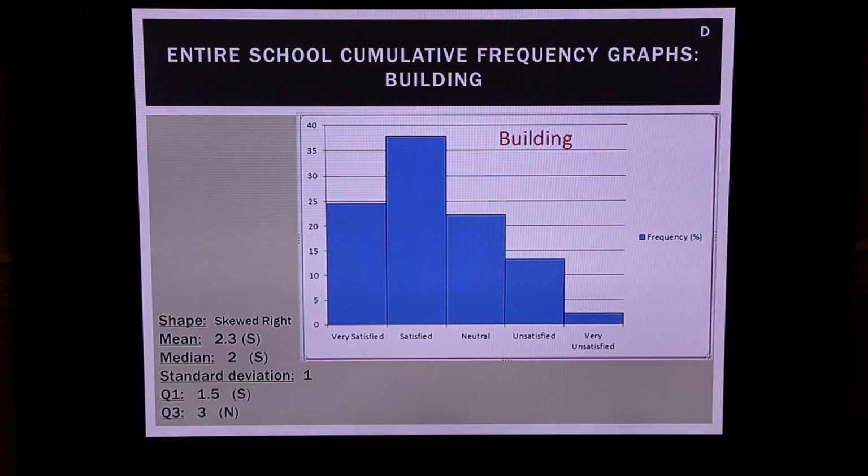Standard deviation. So it has a standard deviation of 1 with a mean of 2.3 and a median of 2. So most teachers are going to fall into the satisfied range, and with a standard deviation of 1, it is also fairly consistent. And here the response of very unsatisfied would be an outlier. There was only one response of very unsatisfied. No, there were 2 responses of very unsatisfied for the building, so that's seen in the standard deviation. The average response is within 1 of satisfied, so either very satisfied or neutral.